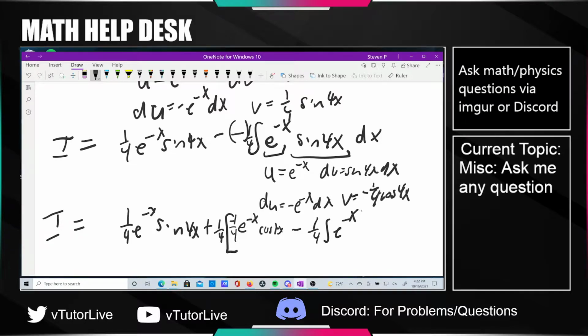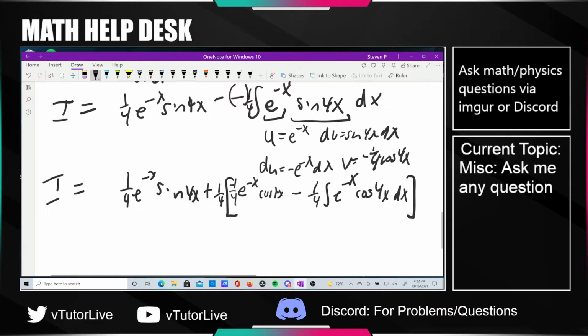Right, it gets nasty. This is just part of the course. Calculus 2 is a bit of a slog. But hopefully I did this right. Minus a negative of a negative is overall a negative 1/4 e to the minus x cosine 4x, right? Okay, I think I did that right.